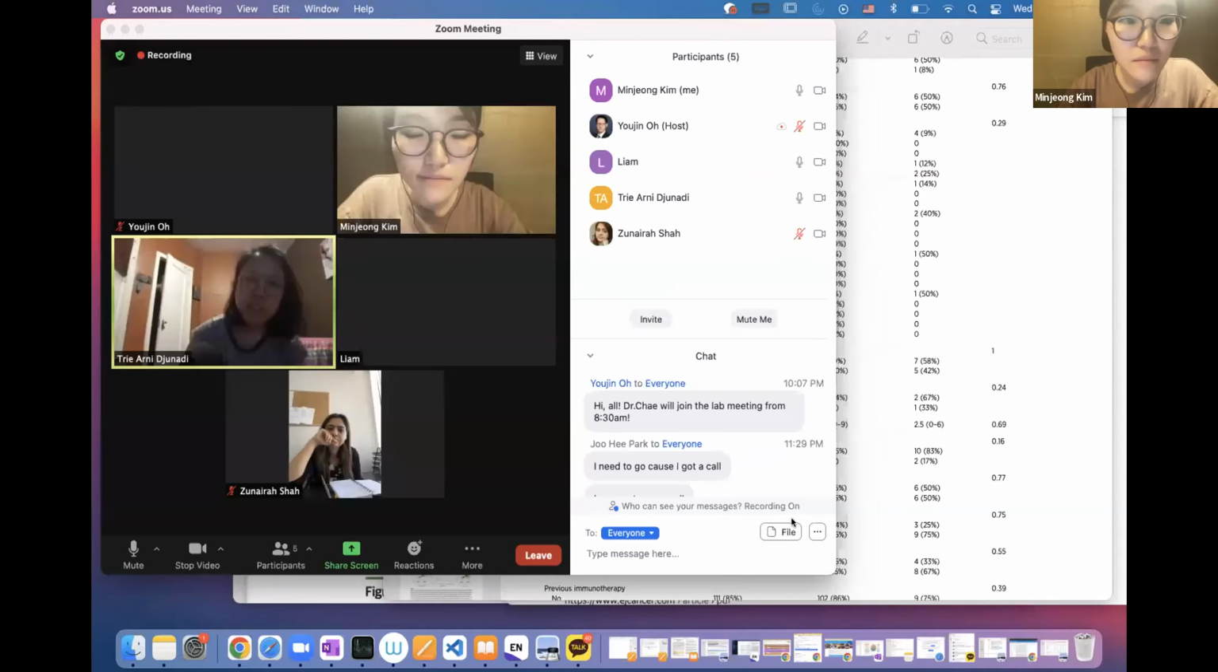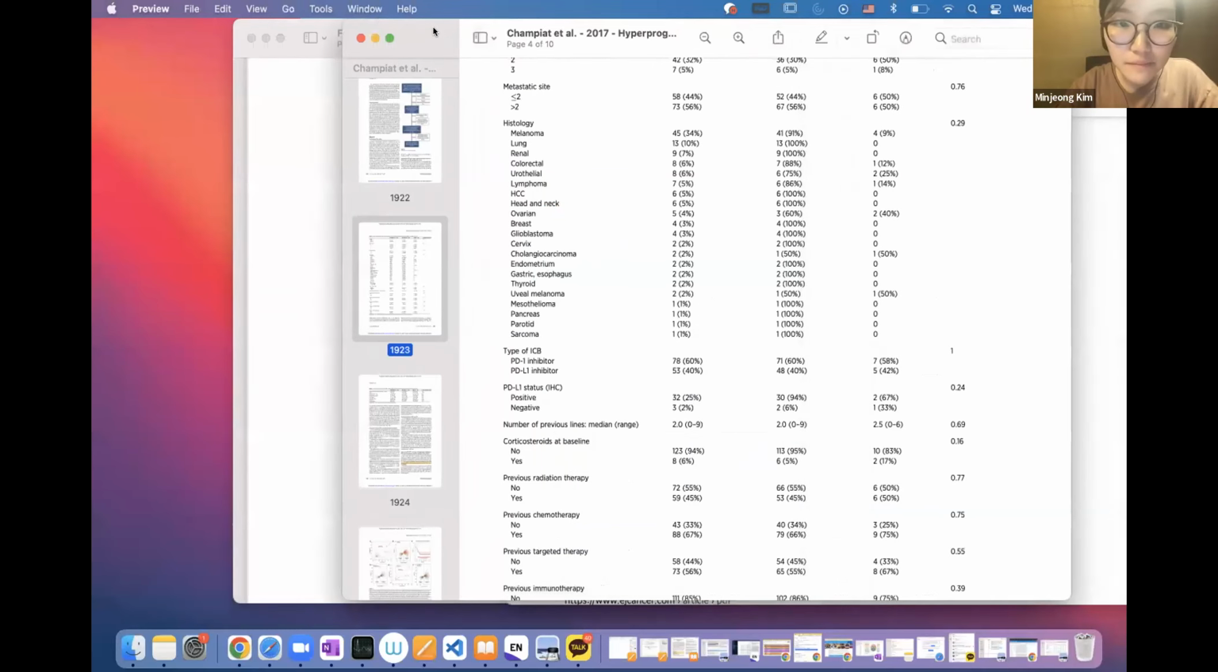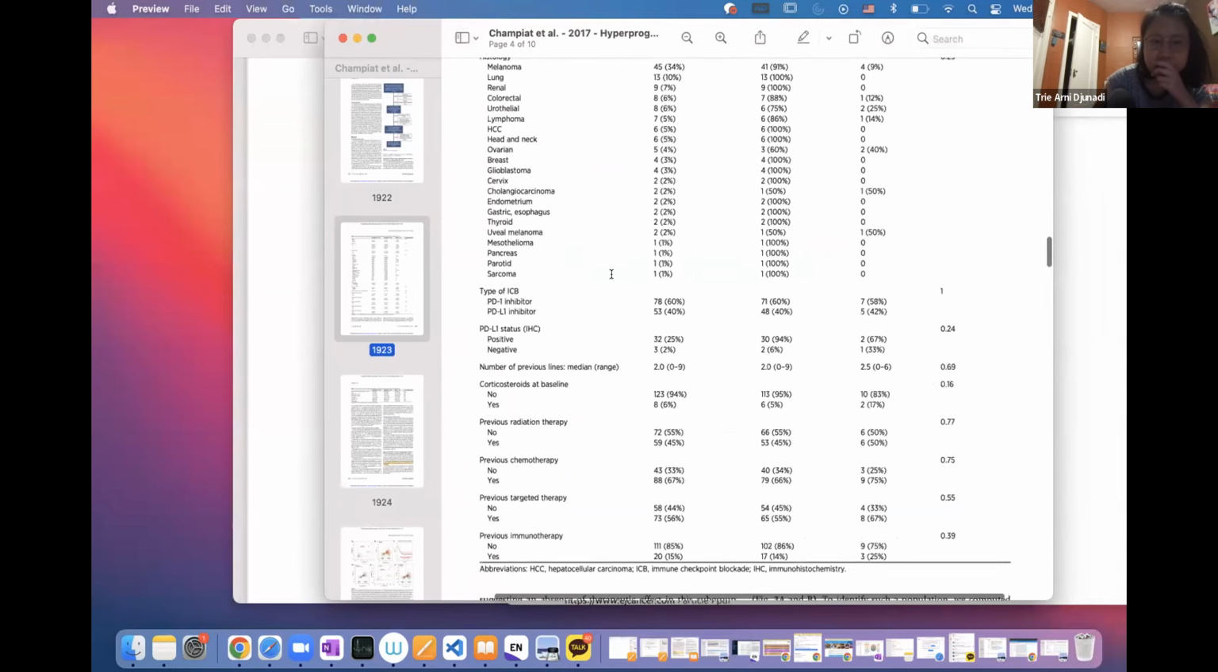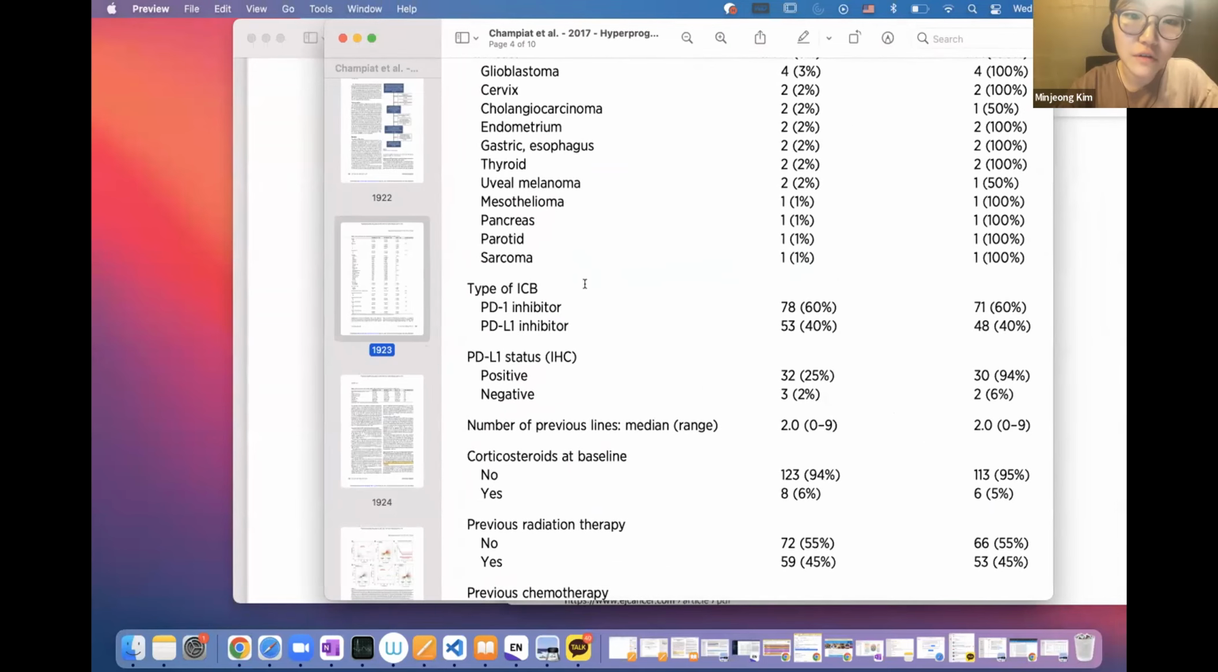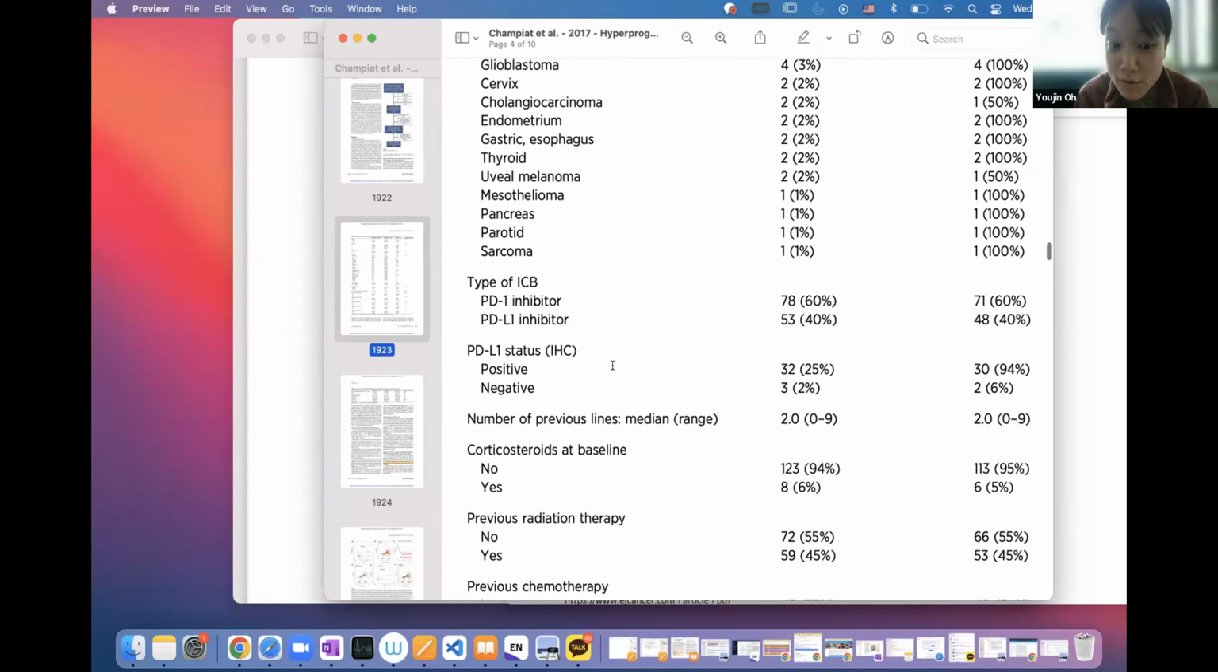You can see it, right? So this is the only classification they did for the therapy. Was it PD1 or PDL1? Not even the order of regimen, like first or second. They just classified it.